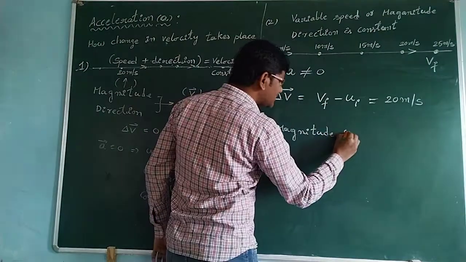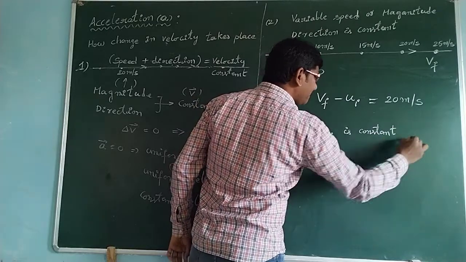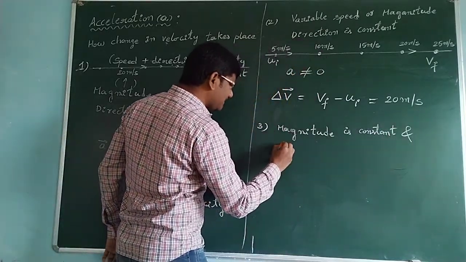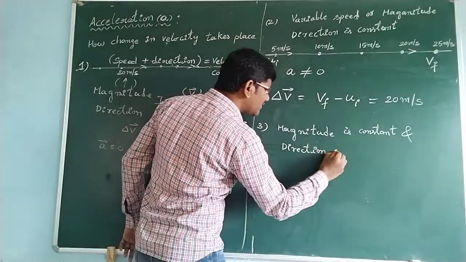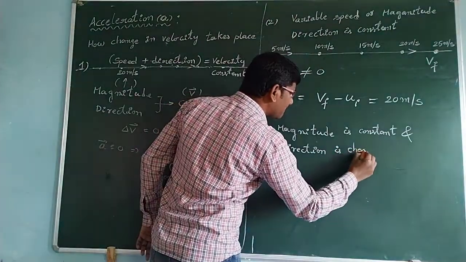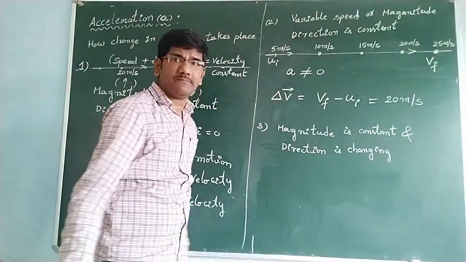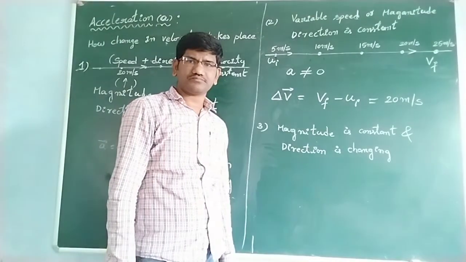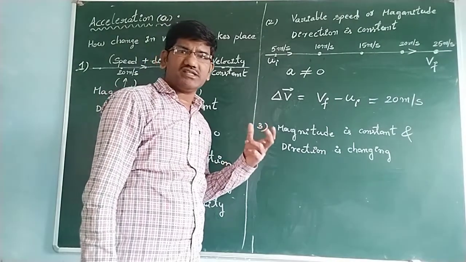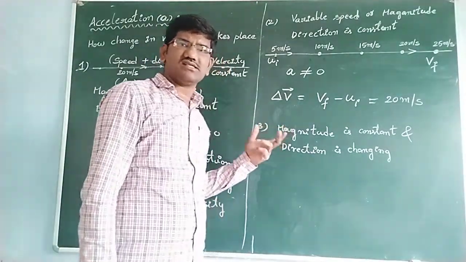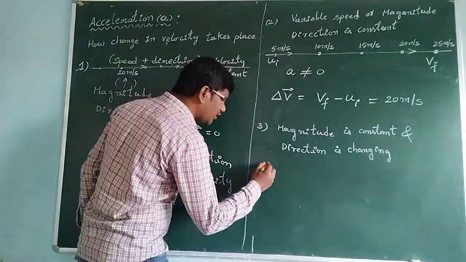So the magnitude is constant and the direction is changing. Then it is said to be moving with a change in velocity. Okay, and it has an acceleration in this case. See, that is when the object is moving on a curved path.